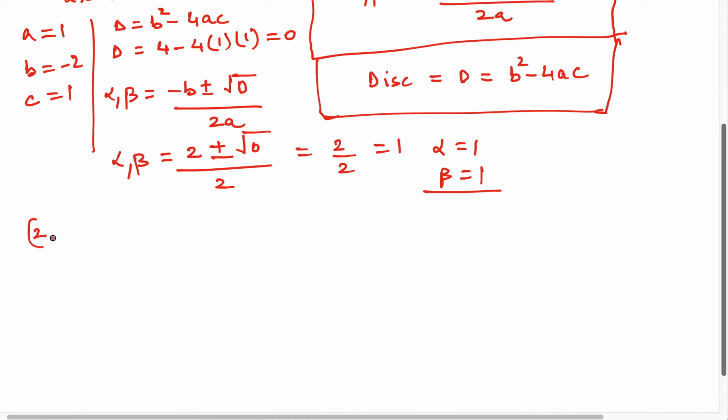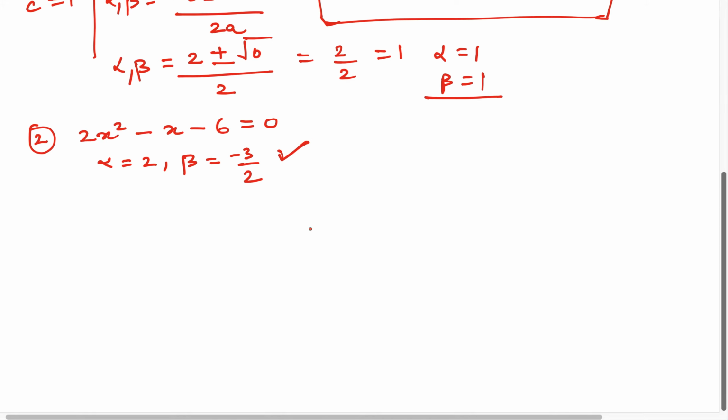So the second example we did in factorization was 2x square minus x minus 6 equal to 0, and the two roots that we got were alpha equal to 2, and I think beta was equal to minus 3 by 2. Ideally, via the formula also we should get the same thing which we got via factorization. So let's check that out.